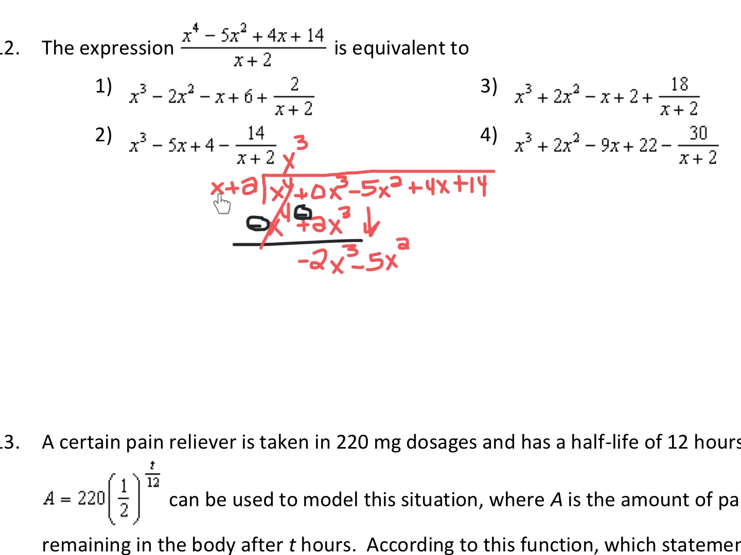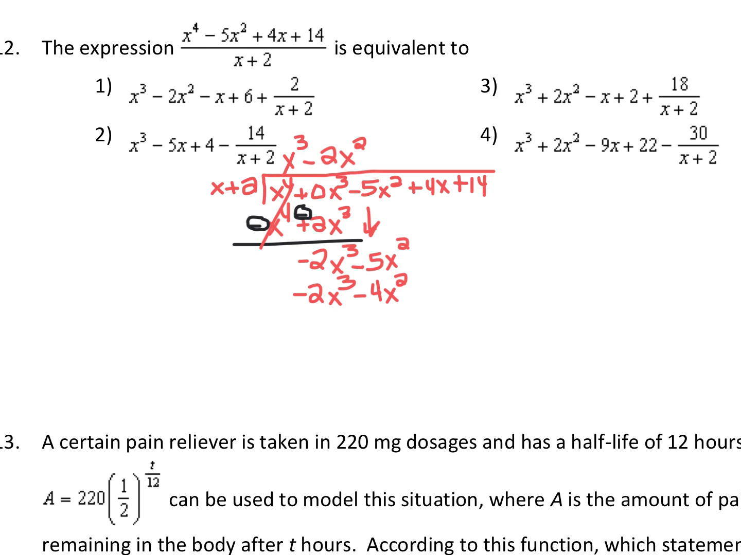So I'm going to look at the first term on the outside of the division bar and the first term of what I have down here. And I want to say, well, what do I multiply x by to give me negative 2x cubed? So negative 2x squared. And then I'm going to distribute that negative 2x squared to both terms outside the division bar. So negative 2x squared times x would be negative 2x cubed. And negative 2x squared times positive 2 will be negative 4x squared.